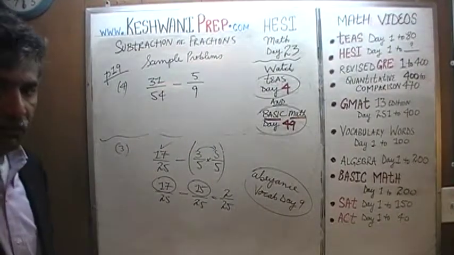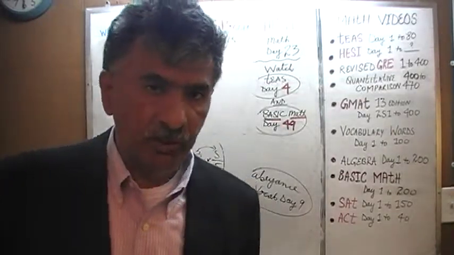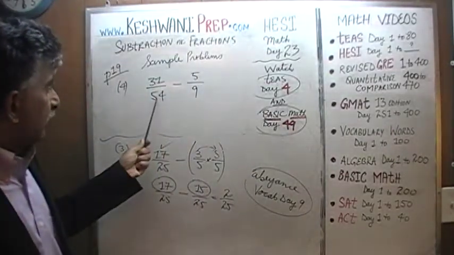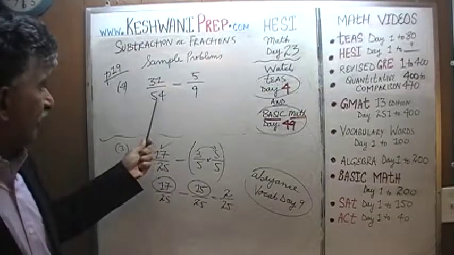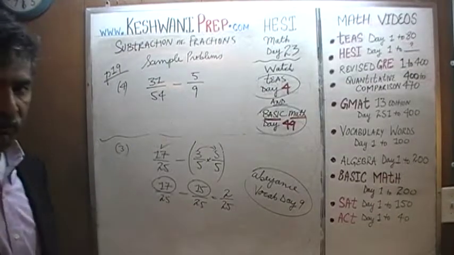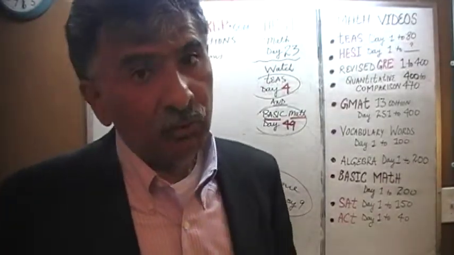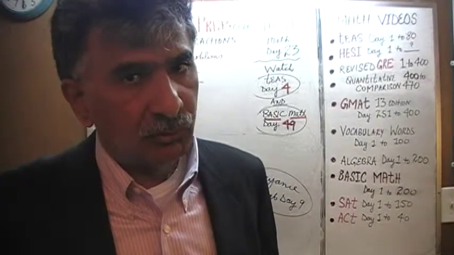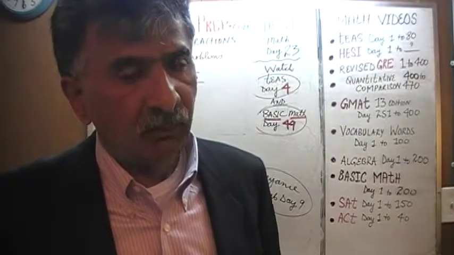Before you do any work, before you make it too complicated, before you make it too miserable, ask yourself, what would you get if you divide 54 by 9? Is 54 a nice multiple of 9? The answer is yes. You must know your tables, as I always remind you. You must know all your tables 1 through 12 by heart.